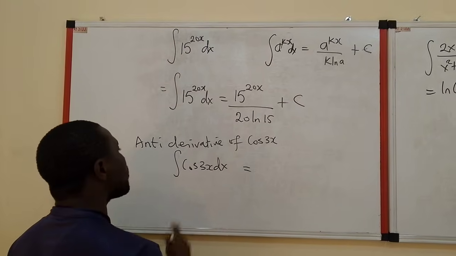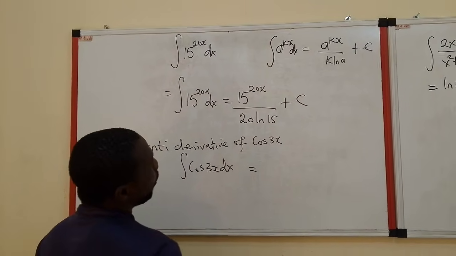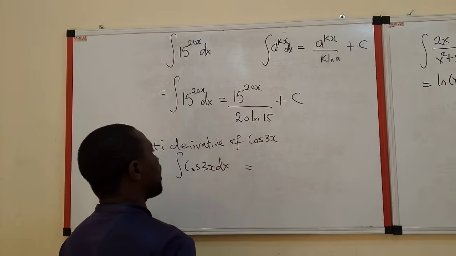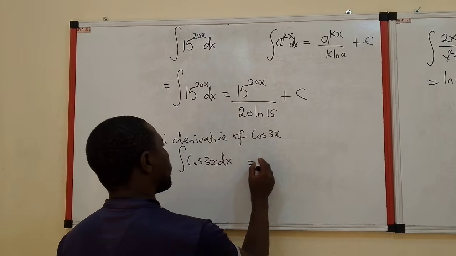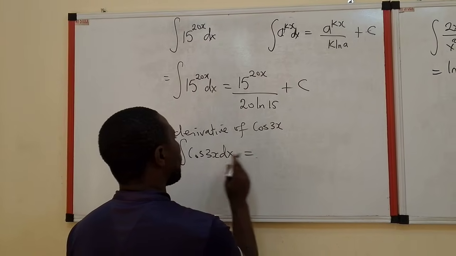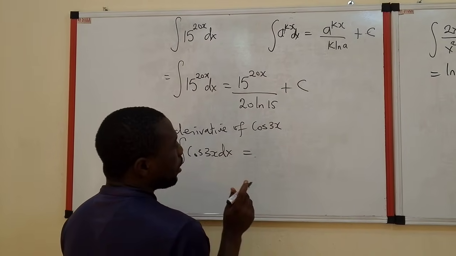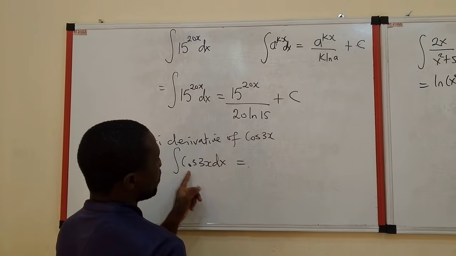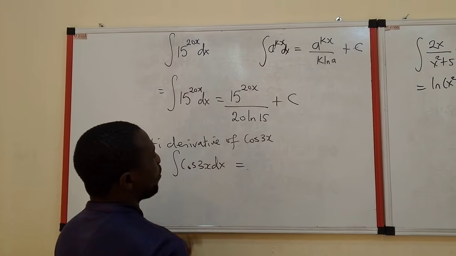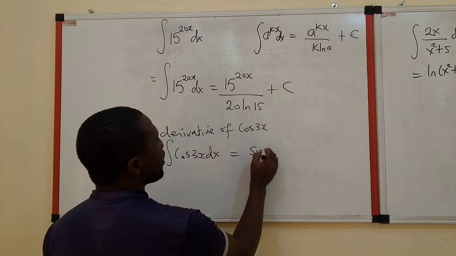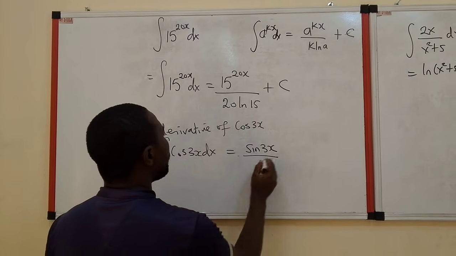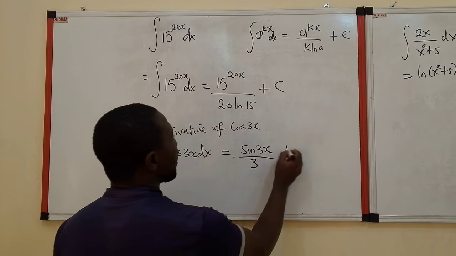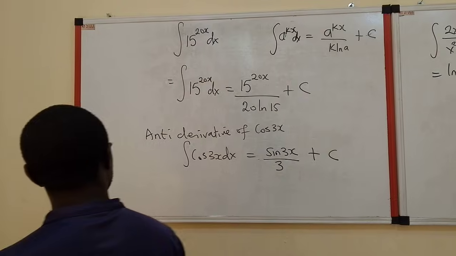Now, if you are asked to integrate cos 3x, what are you going to do? First and foremost, shortcut: differentiate 3x. What would that give us? 3. Then if you integrate cos, what would that give us? Sine. So I'll write sine 3x over what you differentiated, which was 3, plus c. That's the answer.